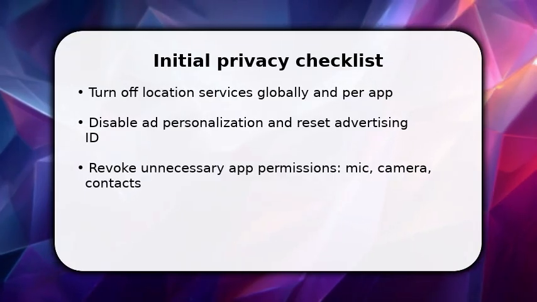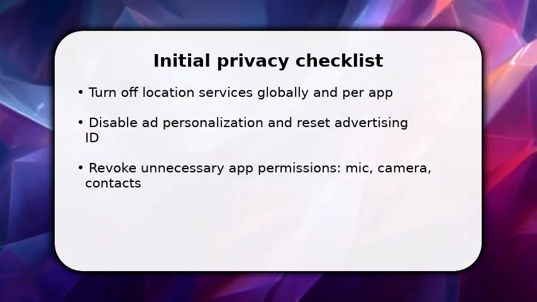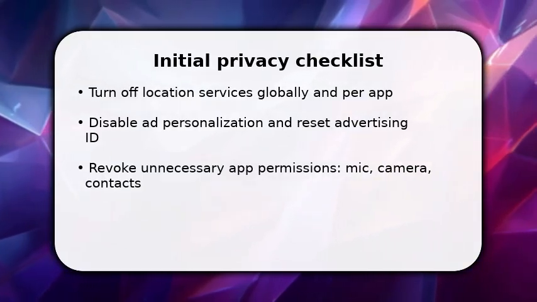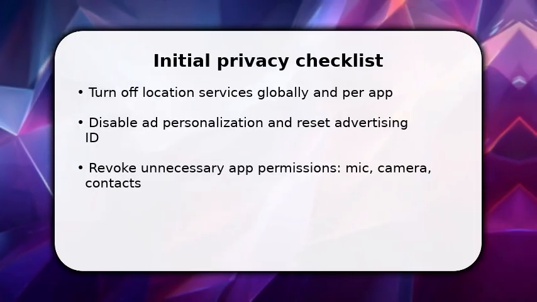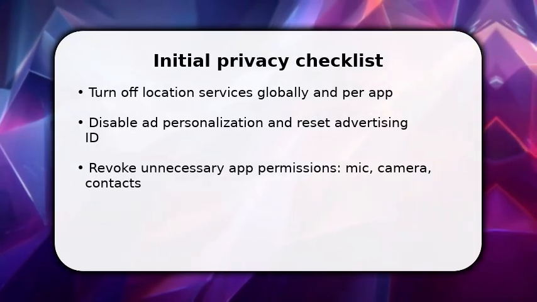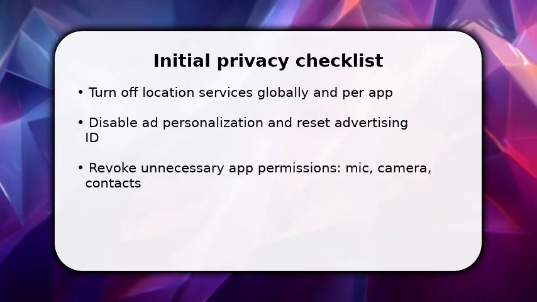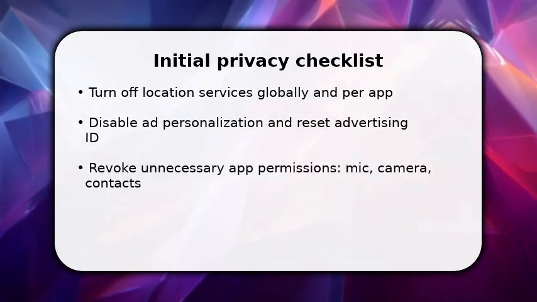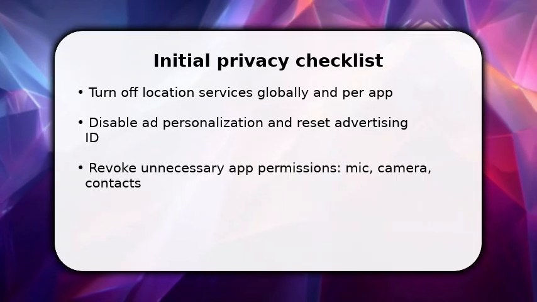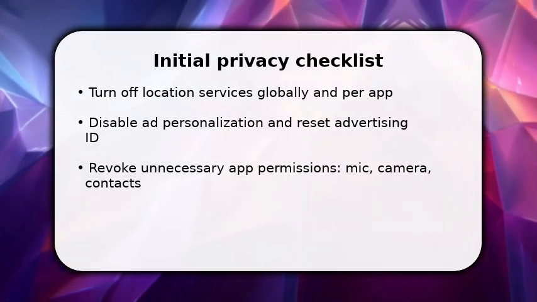You start by cutting the easy, high-value signals. Open settings and turn off location for all apps you don't need. Then review each app and revoke mic, camera, and contact access. Once done, reset your advertising ID and disable ad personalization to stop targeted tracking across apps.